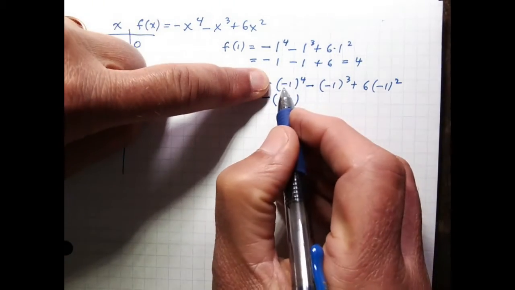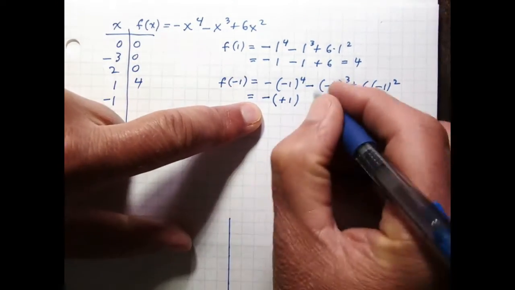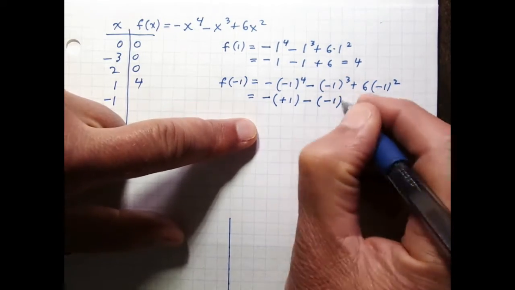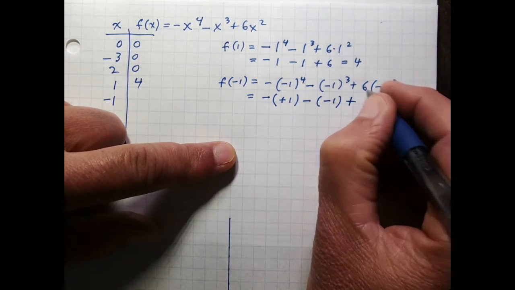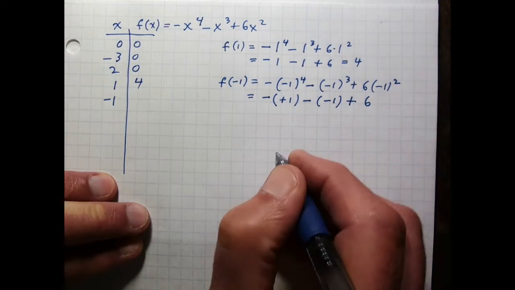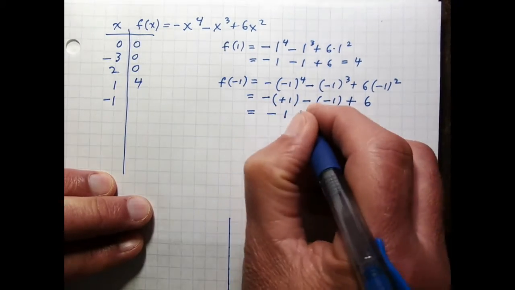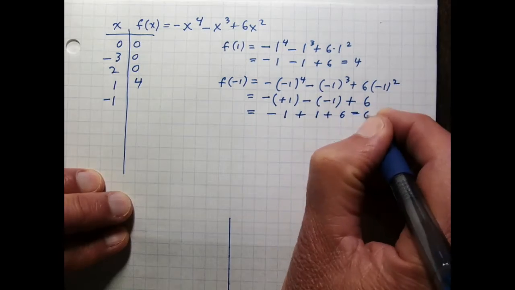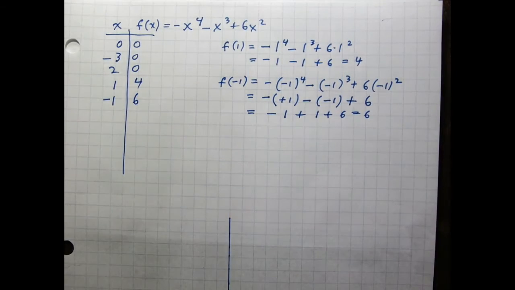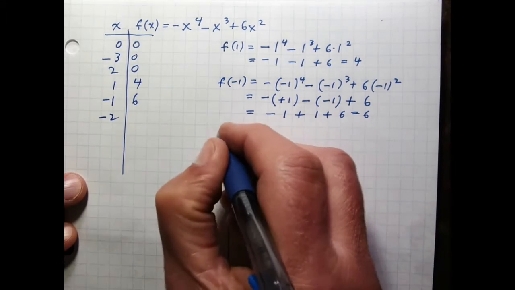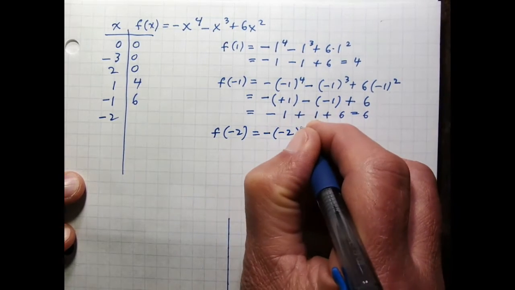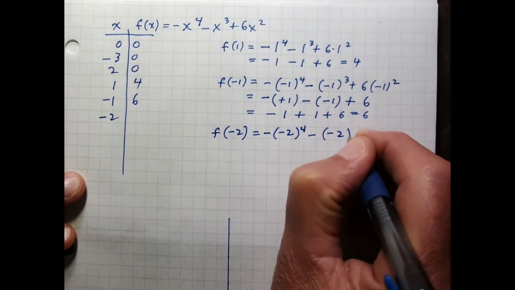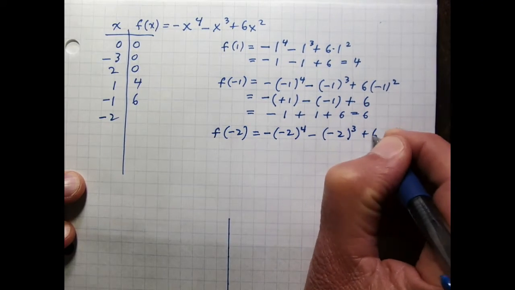So negative 1 to the 4th is positive, the minus sign comes after. And then I'm going to get minus a negative 1, because the negative 1 cubed is negative. And I'm just going to get plus 6 on the end, because the negative 1 squared is a positive 1. So I got negative 1 plus 1 plus 6 is 6. So at negative 1, I get 6. I want to plug in negative 2. And I want to write out this calculation again, just to make sure everybody's comfortable plugging in values to these more complicated functions.